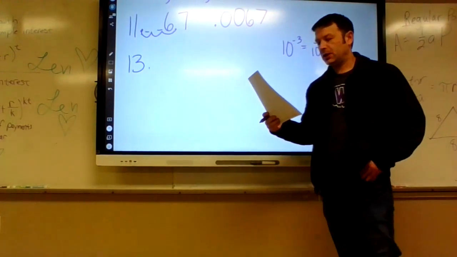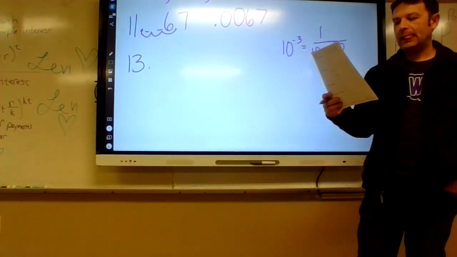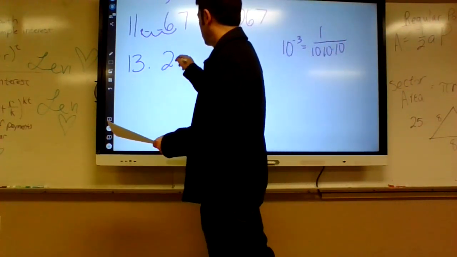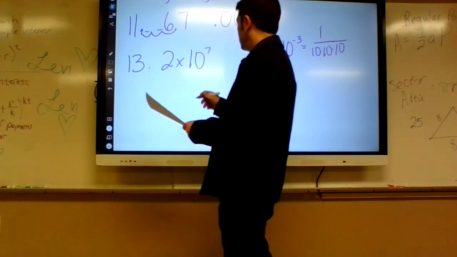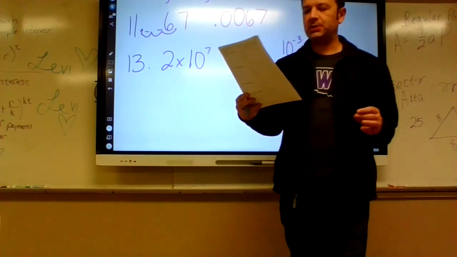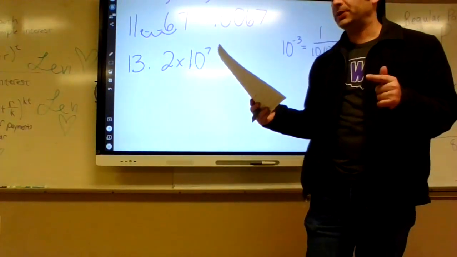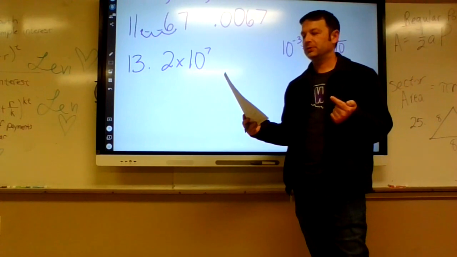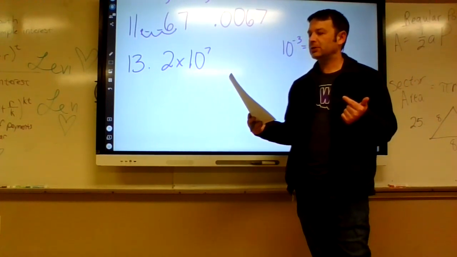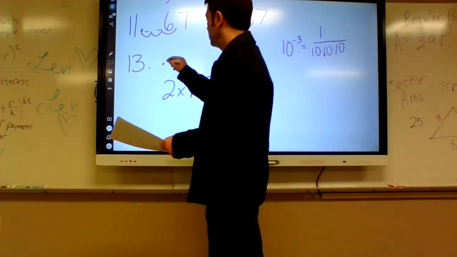Okay, Shannon, number 13, it says write in scientific notation. But it's already inside. 2 times 10 to the 7. Okay, so what on earth did she just do? What she did is she moved the decimal 1 place to the right. Did that make the number get bigger or smaller? Bigger. You got it right, and yet you still failed.